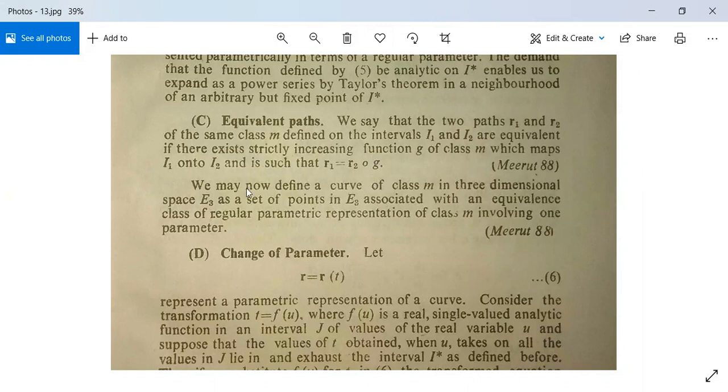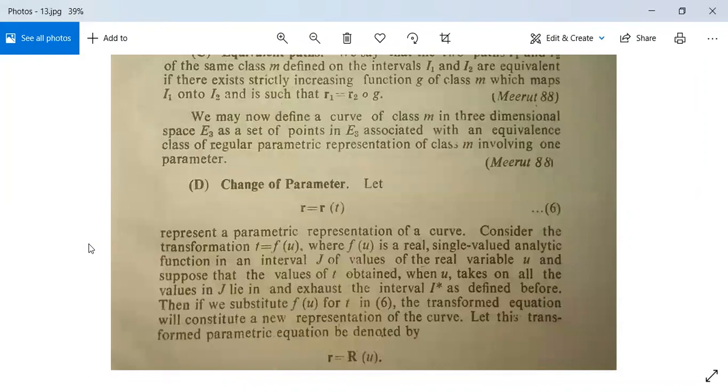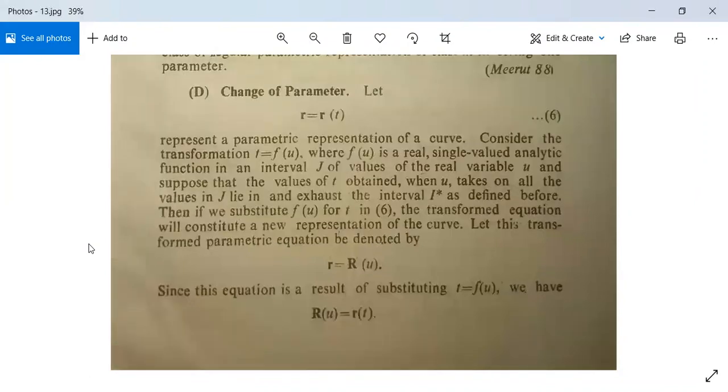We may now define a curve of class M in three-dimensional space as a set of points in E3 associated with an equivalence class of regular parametric representation of class M involving one parameter। और इक्विवेलेंट पाथ का डेफिनेशन याद रख लेना, कभी कभी पूछ भी सकता है। अब देखो, चेंज ऑफ पैरामीटर। Let r is equal to r(t) represent a parametric representation of a curve.